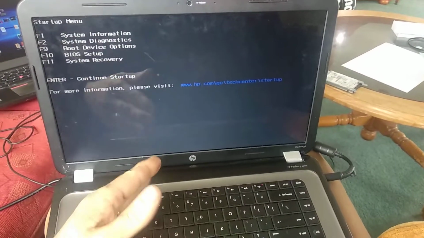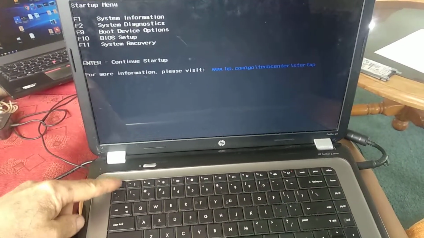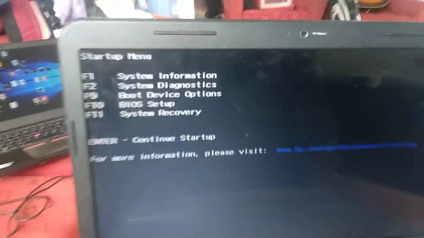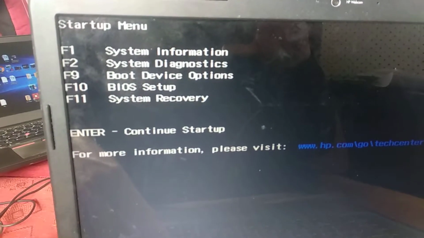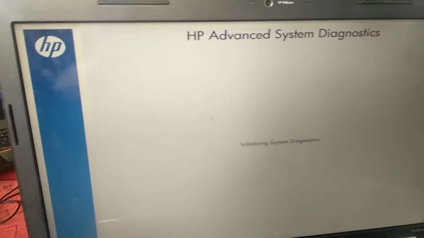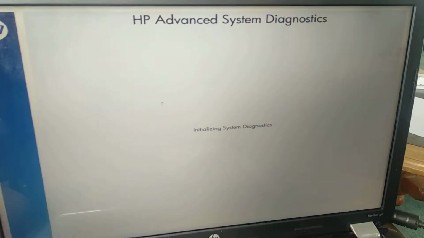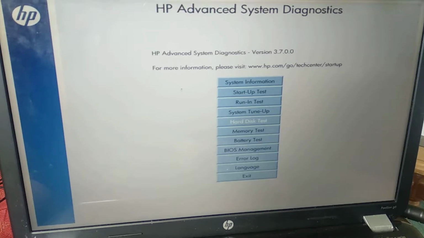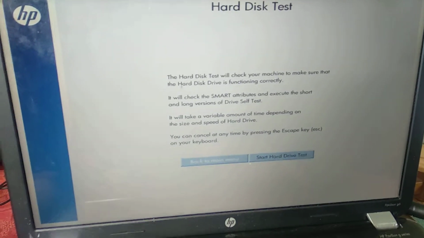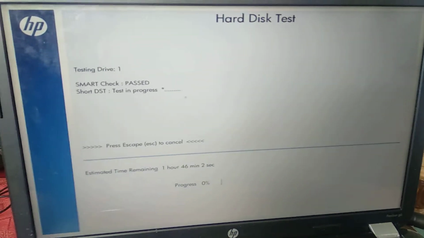When you turn a Hewlett-Packard on and you push the escape key, it comes to this screen. At this point, you can push F2. Then you can push the down arrow and it comes down to hard disk test utility. Like that. The right-hand arrow, and then push enter.